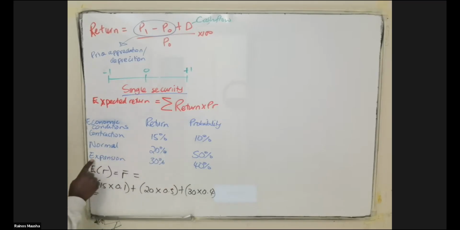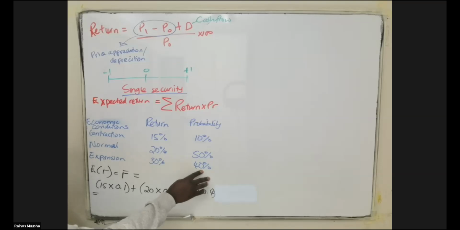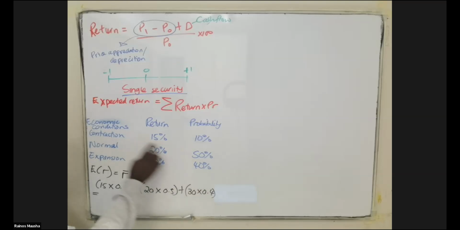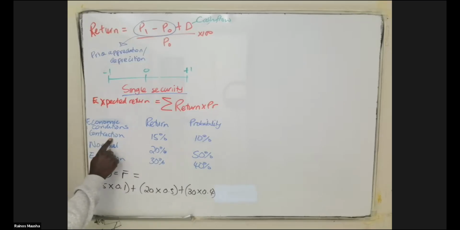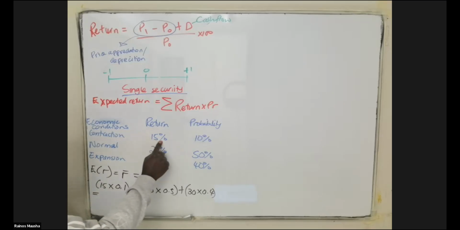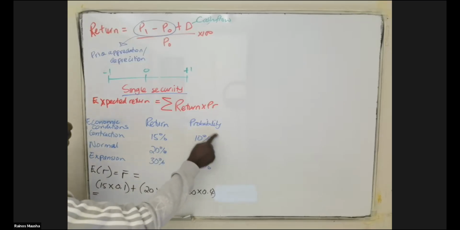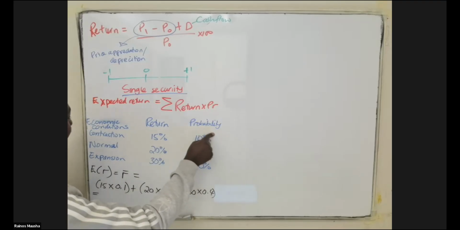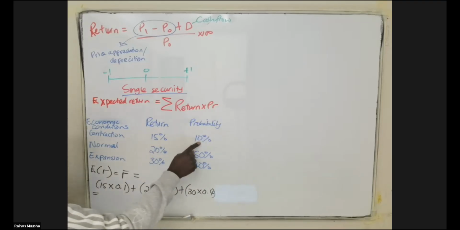Then if the economy goes through an expansionary phase, we're expecting our investment to give us 30% return, and the probability for us to experience an expansionary phase is 40%. If the economy goes through a contractionary phase, we're expecting our investment to give us a 50% return, and the probability of us experiencing a contractionary phase is basically 10%.